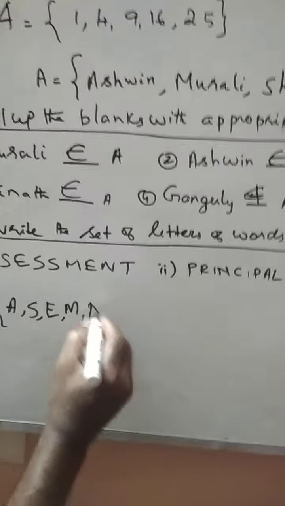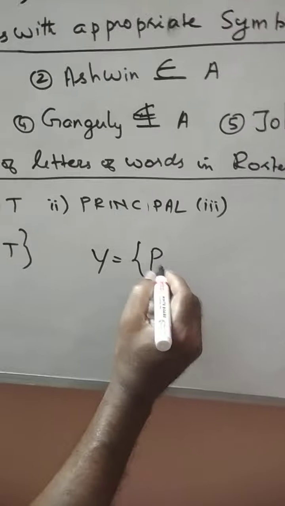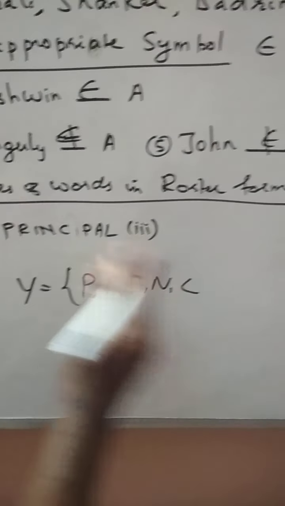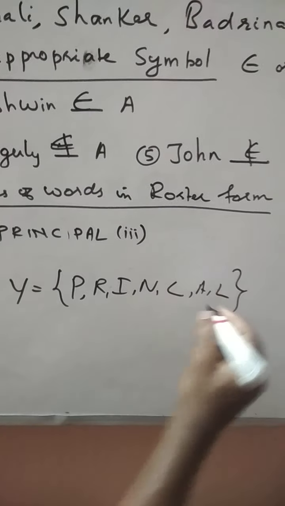Then the next word: A, N, T. This is the set X. So here we can write the set Y is equal to P, R, I, N, C. P already written, A already written, A not written again. B, C, A, then L. So this is the example for the sets.